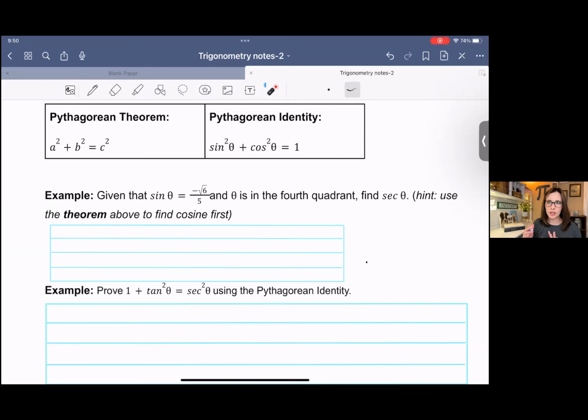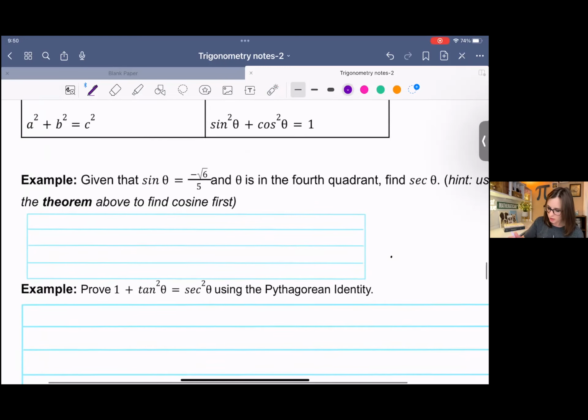I can use the second identity because if I find cosine, then I can use cosine to find secant because they're reciprocal functions. So I'm going to write out my identity: sine squared theta plus cosine squared theta equals 1. It's always a good idea that if you're going to use a formula or an identity that you go ahead and write it out first.